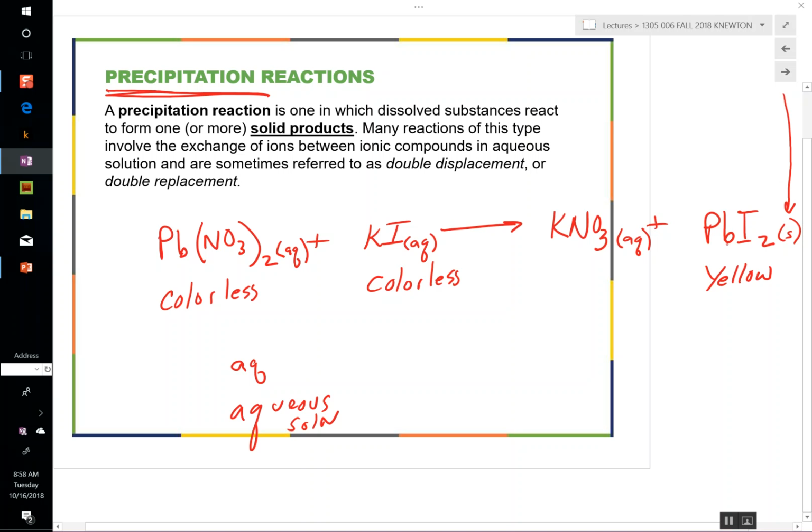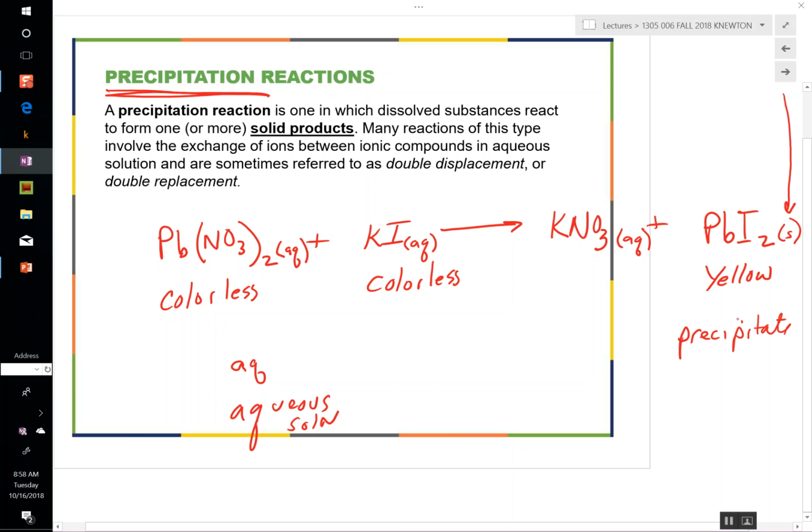But the lead iodide, we put an S after it, meaning it's solid. It's a solid, and it's not dissolving, and it's not uniformly distributed in the water. It's falling out to the bottom. It's all collecting in the bottom of the test tube. It's wet. Yeah, it's wet. It's around water, but it's not in the water. You see? That's what we mean. This is your precipitate.